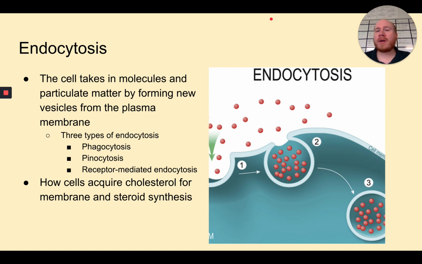Endocytosis is where cells bring things into the cell. The cell takes in molecules and particulate matter by forming new vesicles from the plasma membrane. There are 3 types of endocytosis: phagocytosis, pinocytosis, and receptor-mediated endocytosis. And it's how cells acquire cholesterol from membranes. It's also for steroid synthesis and pulling things in and out of the cell. And it's how our blood cells work.